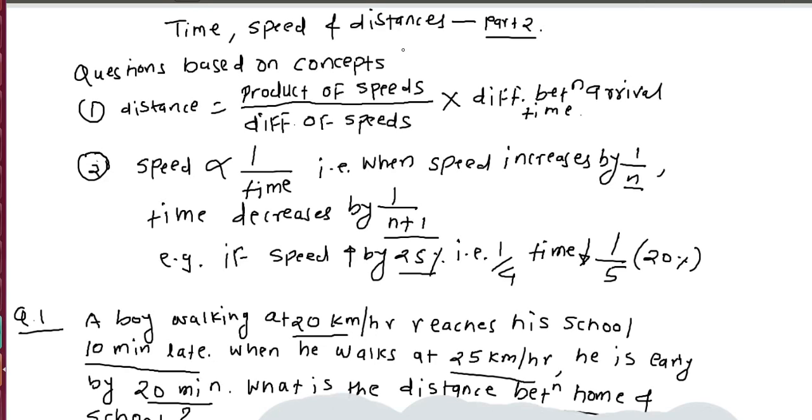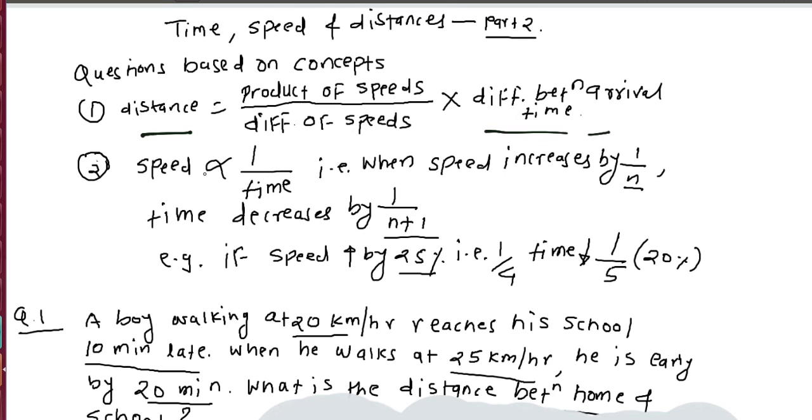Hello friends, this is the second video on time, speed and distances. In this video we'll mainly talk about questions based on this concept. We'll be asked to find the distance given two different speeds with two different times, so we'll use a direct formula: distance is equal to the product of speeds divided by the difference of speeds, into the difference between arrival times.